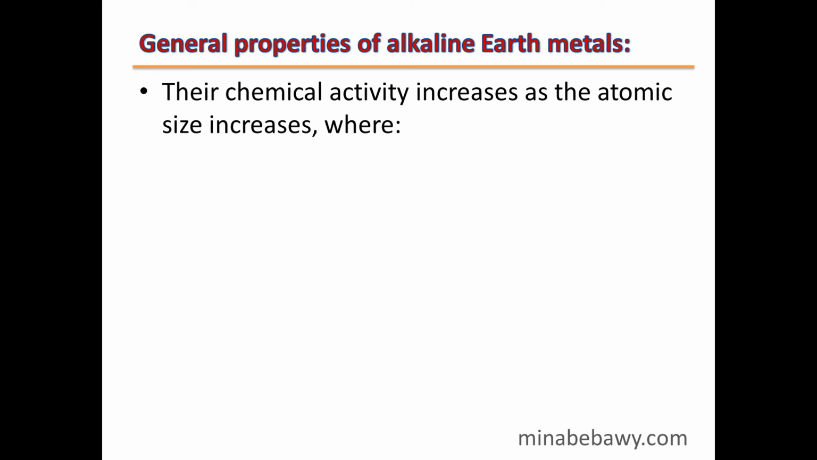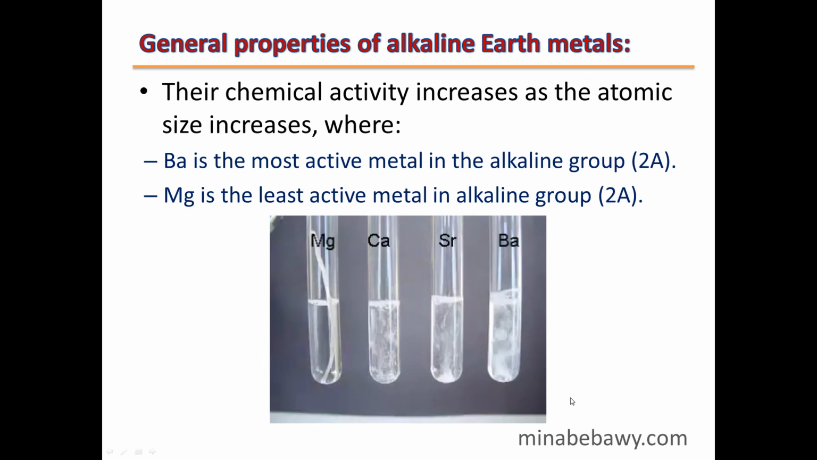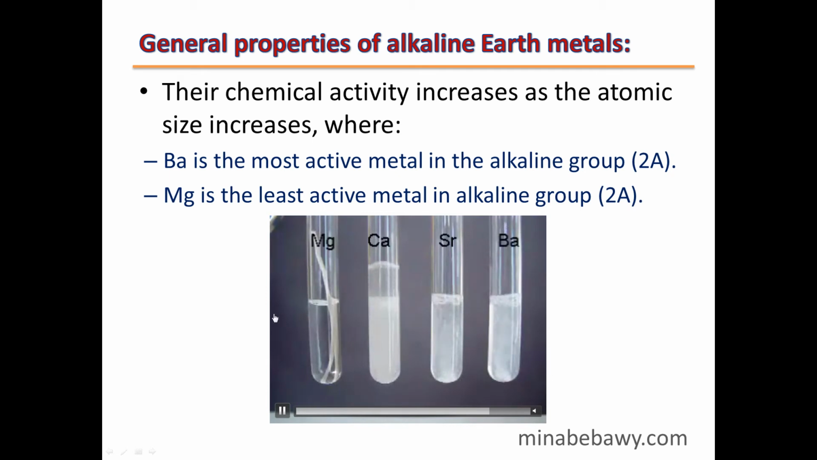Their chemical activity increases as the atomic size increases, where Ba is the most active metal in alkaline earth metals, while Mg is the least active metal. As you can see, we have 4 test tubes.